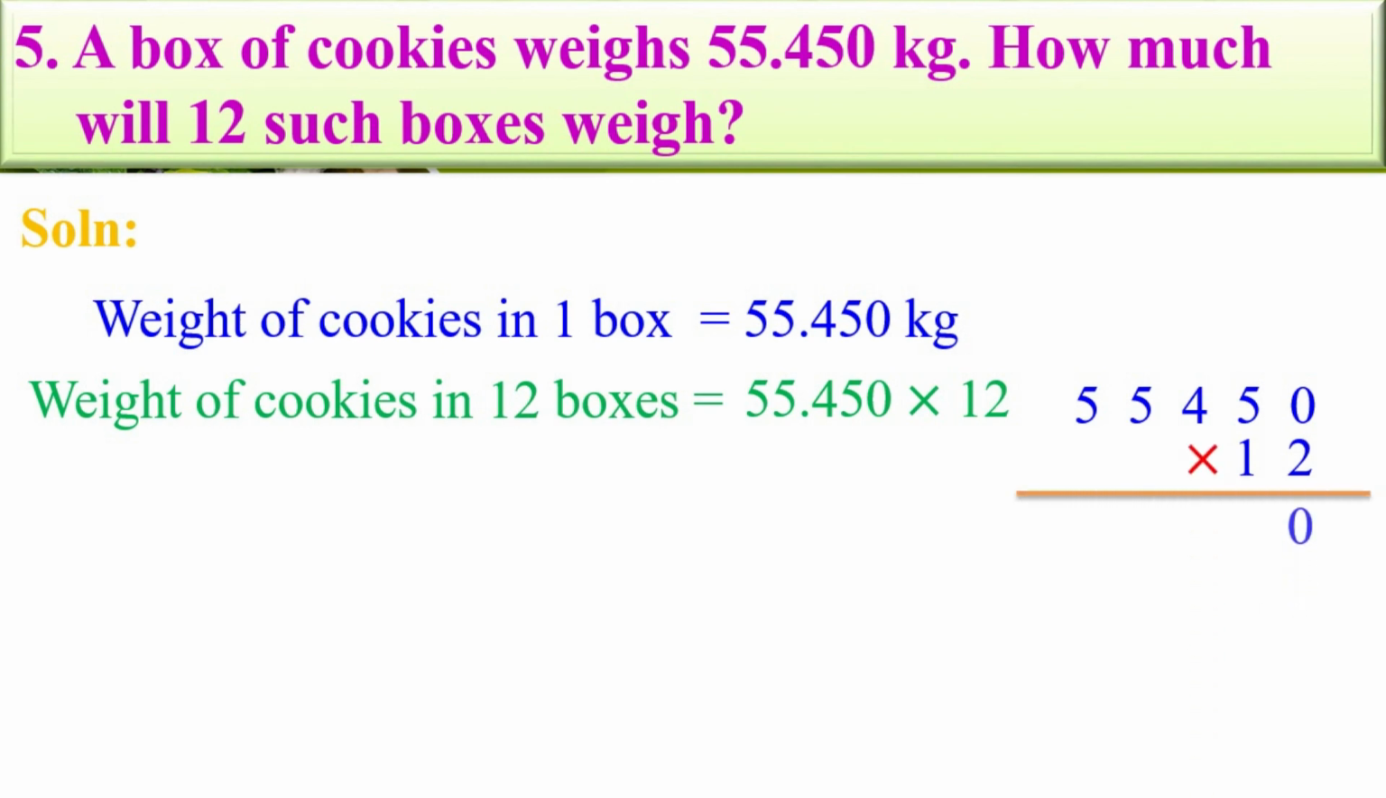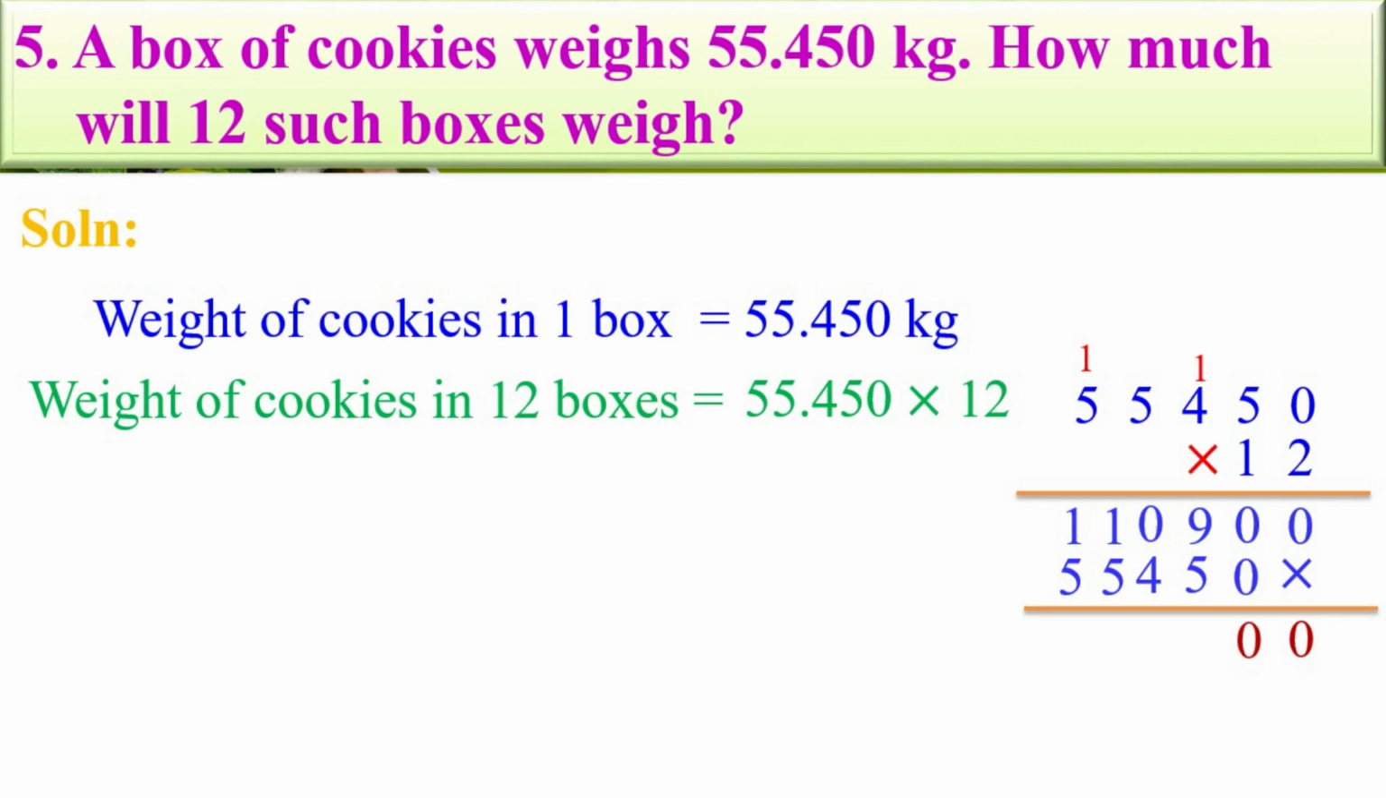2 0 0. 5 twos are 10. Place 0, remaining 1. 4 twos are 8. 8 plus 1, 9. 5 twos are 10. 0, remaining 1. 5 twos are 10 plus 1, 11. Let's take the one table. 1 0 0. 1 five is 5. 1 four is 4. 1 five is 5. 1 five is 5. Now add the values. 0 0. 9 plus 5, 14. 4, remaining 1. 4 plus 1, 5. 5 plus 1, 6. 5 plus 1, 6.